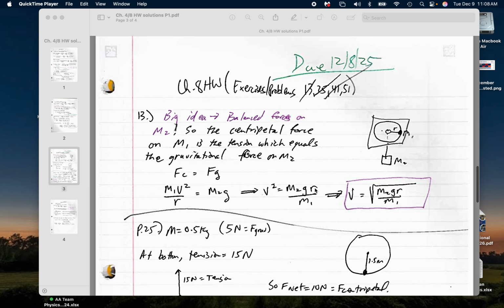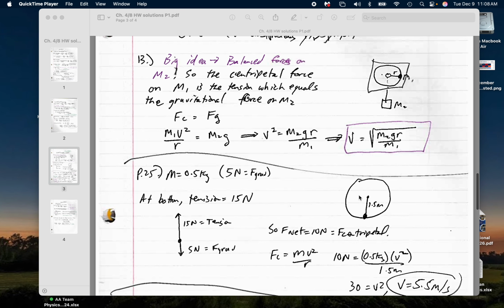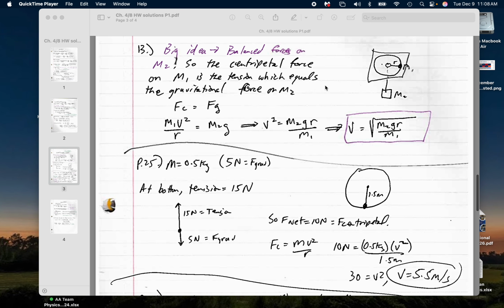Okay. Chapter 8, problem 13. I think we went over this in class also. The key thing here is the centripetal force acting on M1 is equal to the gravitational force on M2. So that's the big idea, balance forces on M2. Then I can treat this as M1 V squared over R equals M2 G, rearrange that, and that's how I solve for it. That's a nice problem.